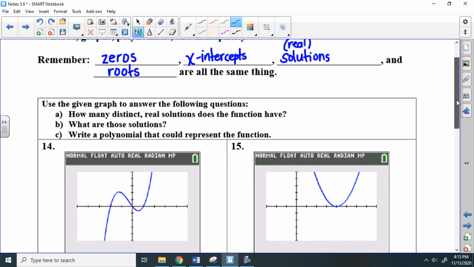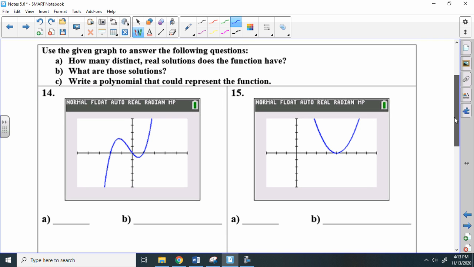So what I have done in the next little screen here is I said, let's use the given graph to answer the following questions. I want to know how many distinct, like how many different but real solutions does the function have? And then I want us to figure out what those solutions are. And then we're going to turn those solutions into a polynomial. If I want to know how many real solutions the function has, then I'm really just looking for how many x-intercepts this graph has. This first one has 3, and this second one only has 1.